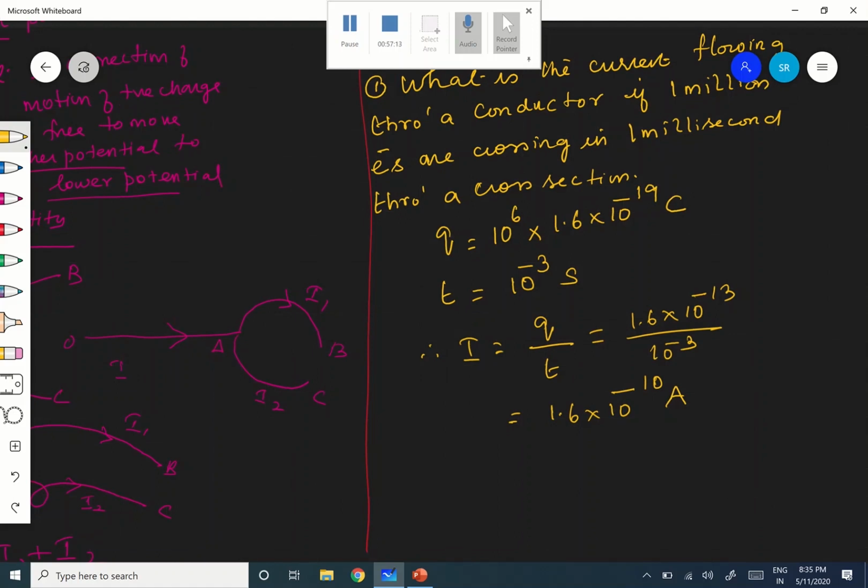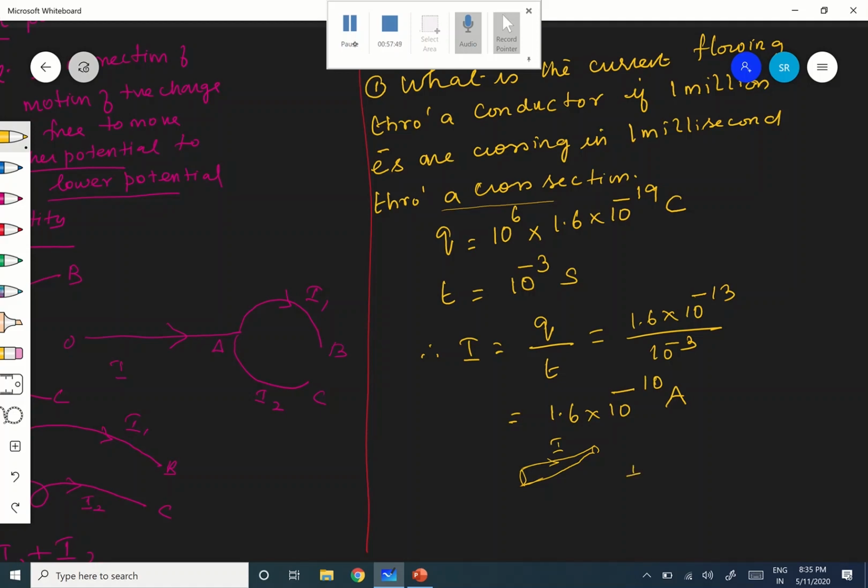I just want to tell you one thing here. Current is nothing but the rate of flow of charge through any cross section of the conductor. What do you mean by any cross section of the conductor? The cross sectional area may be non-uniform, the conductor may look like that also. The current here will still be I. It is independent of the cross section.